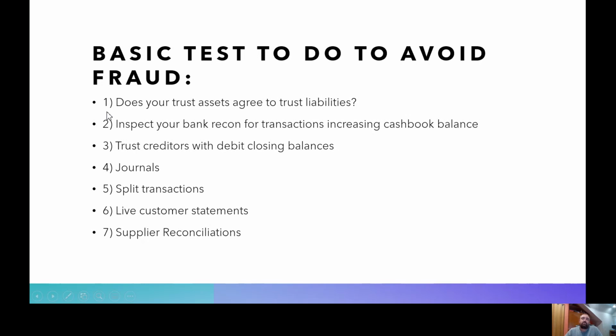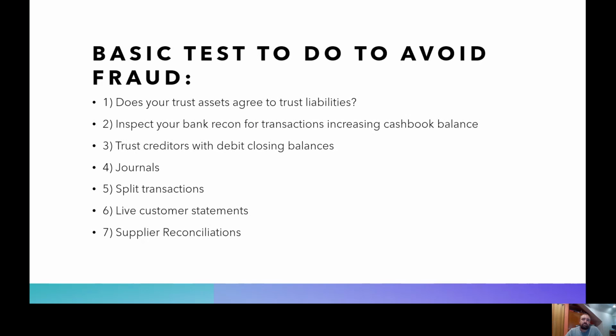So the first test that you've got to do is to see, do your trust assets agree to your trust liabilities? At this point, you should be able to call your accountant and say, can you please, as at the 30th of June, extract a list of my trust assets and trust liabilities? And if they're able to do that, then it means you've got a system which is compliant with the act. And if those two agree, then it's great because you don't have a trust shortfall there.